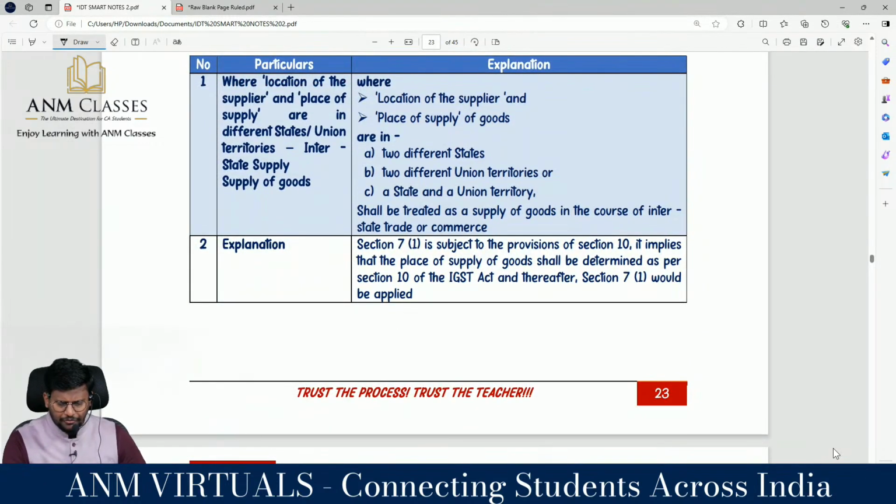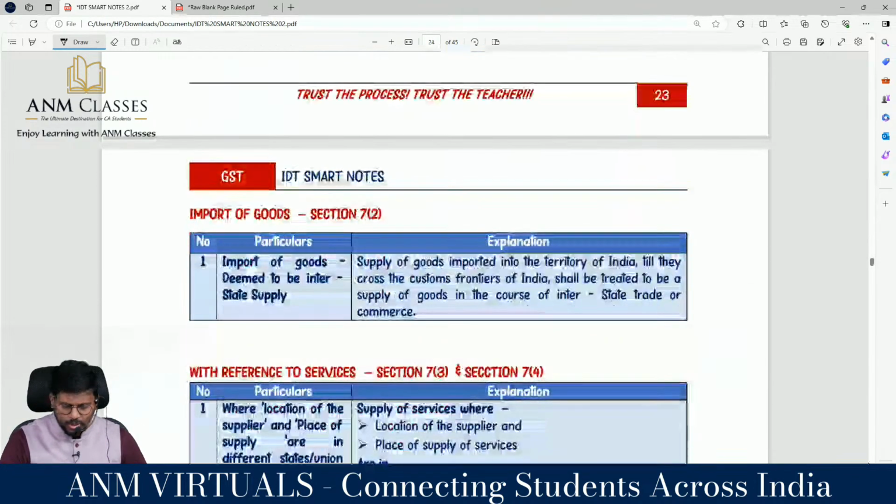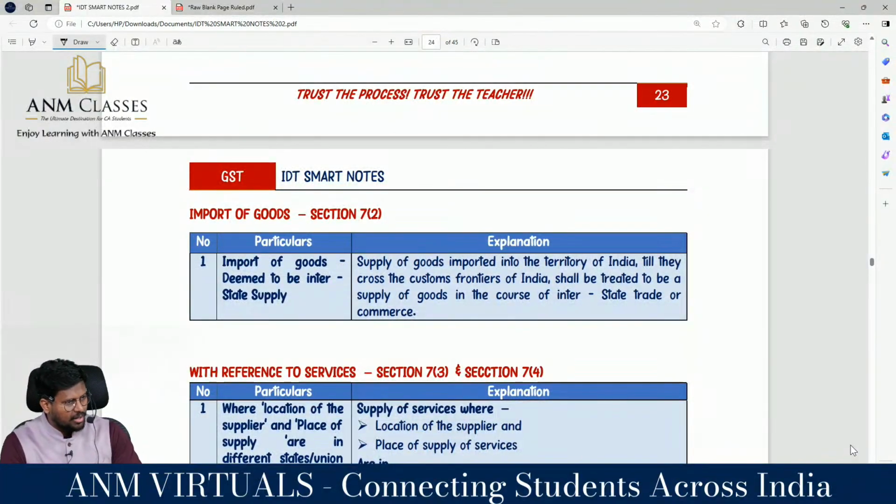Section 7 subsection 1 is subject to the provisions of section 10. First we have to apply the provisions of section 10 of the Act, which implies that the place of supply of goods shall be determined as per section 10 of the Act, and thereafter section 7 subsection 1 would be applied. So 7.1 of the IGST Act is talking about interstate supply of goods.